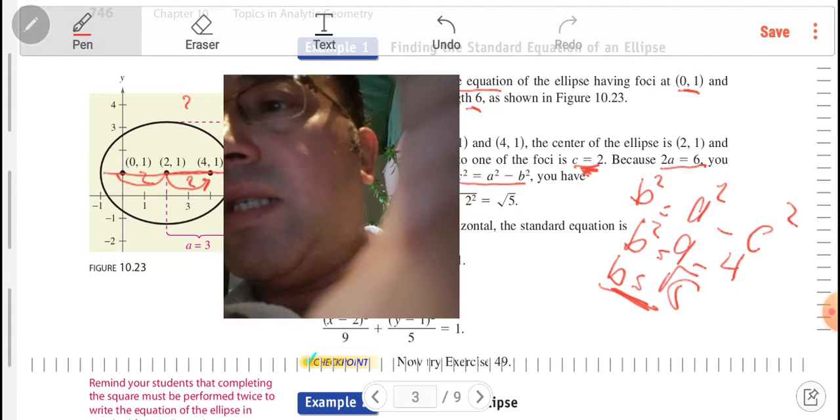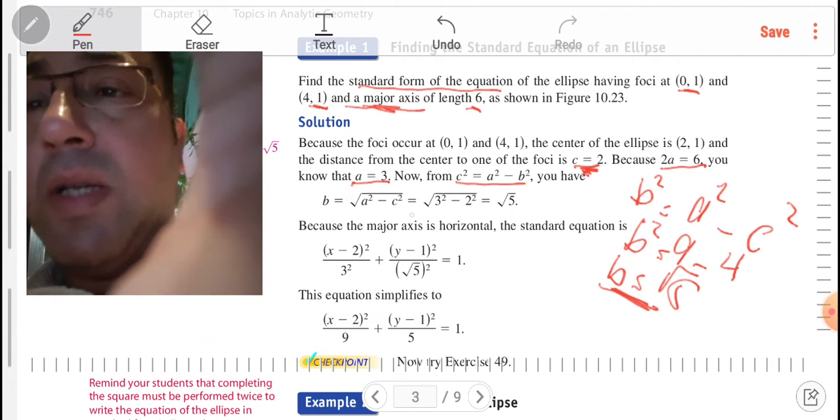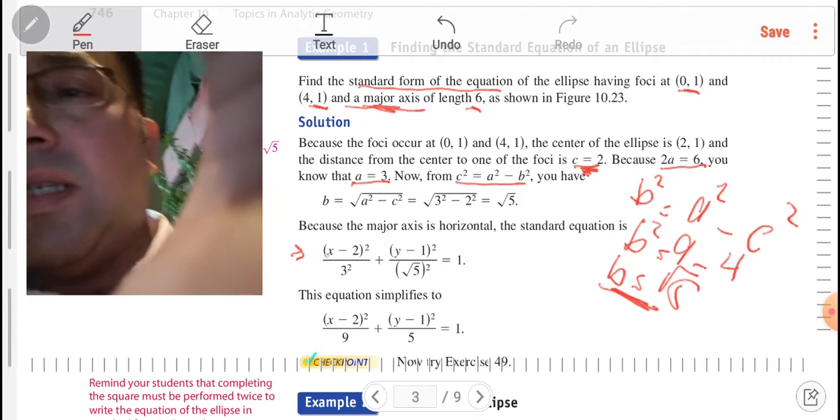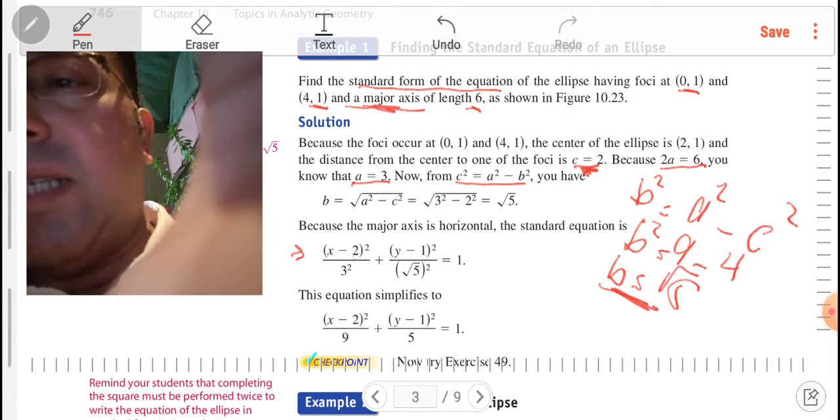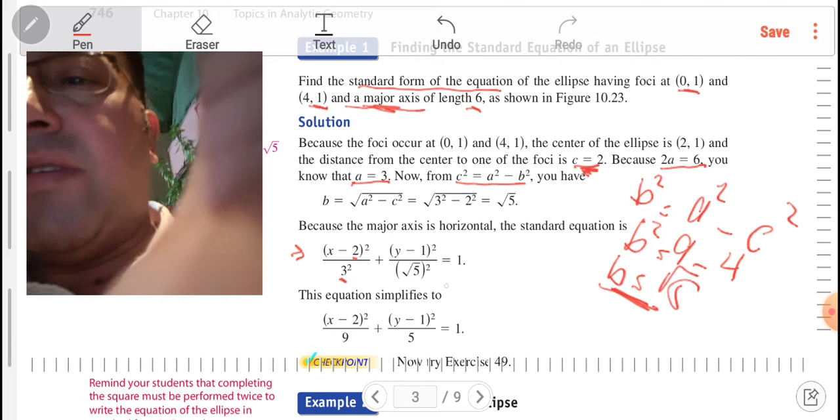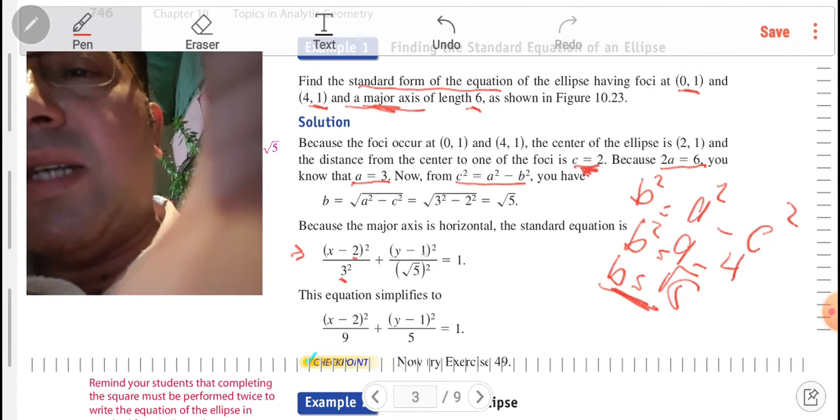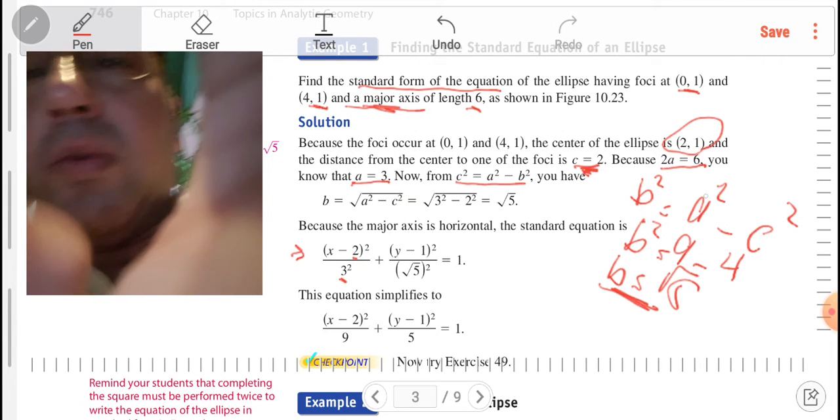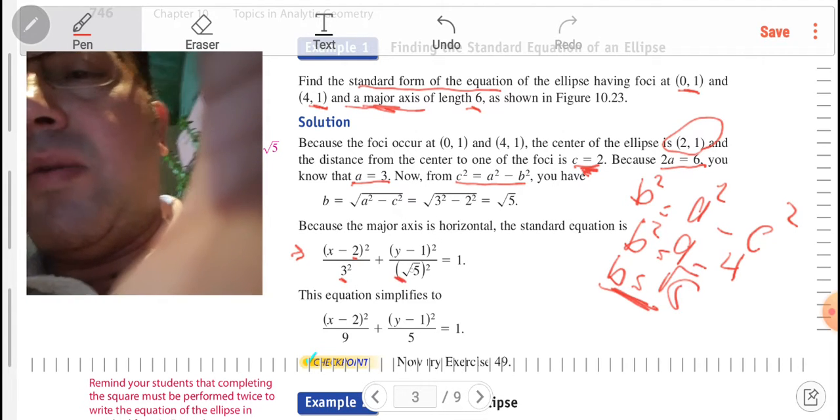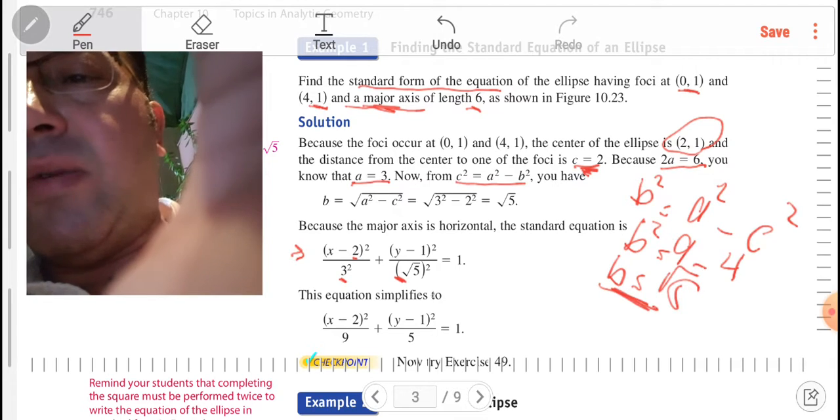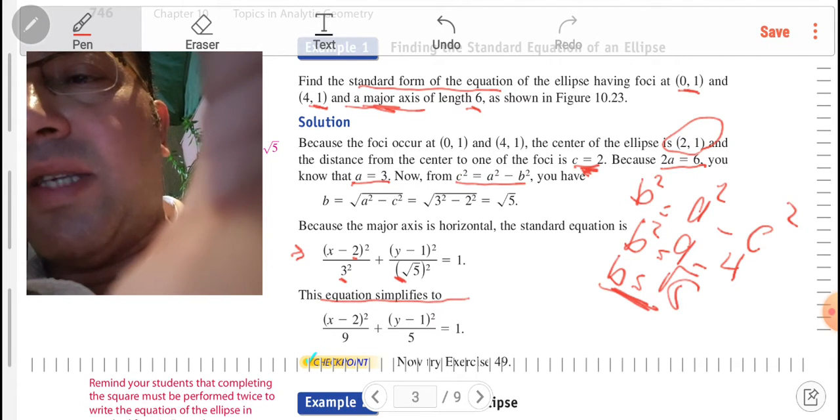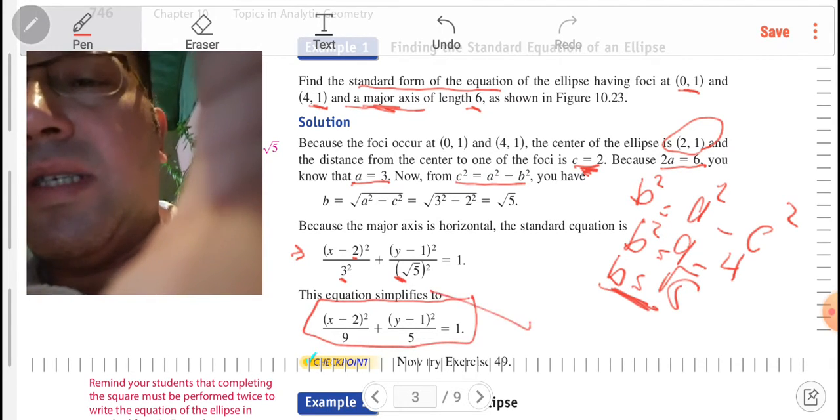So we have now b, a, and the center. The center is (2, 1). So I can write the equation: (x minus h) squared, h is 2, over a squared, a is 3, plus (y minus k) squared, k is 1. Again, the center is (2, 1). b equals root 5, so over root 5 squared. So I can rewrite the standard form of the equation in this style.